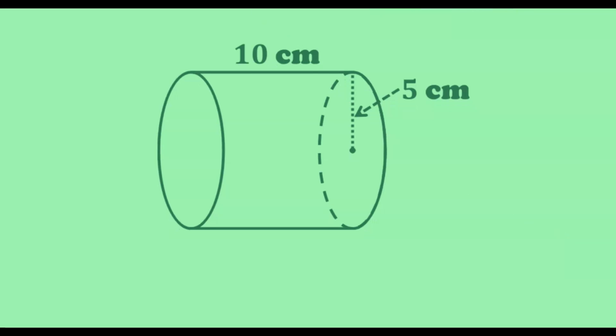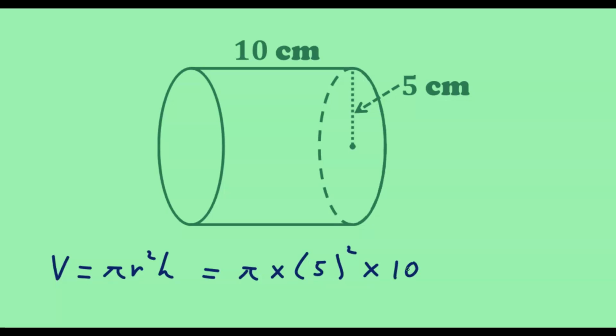Now in this cylinder, we can see that the radius of the cylinder is 5 centimeters, and the height of the cylinder is 10 centimeters. This is the height, it's 10 centimeters. So let us determine the volume. This is given by pi r squared h. So we have pi times the square of the radius, and the radius is 5, and we multiply that by the height, which is 10.